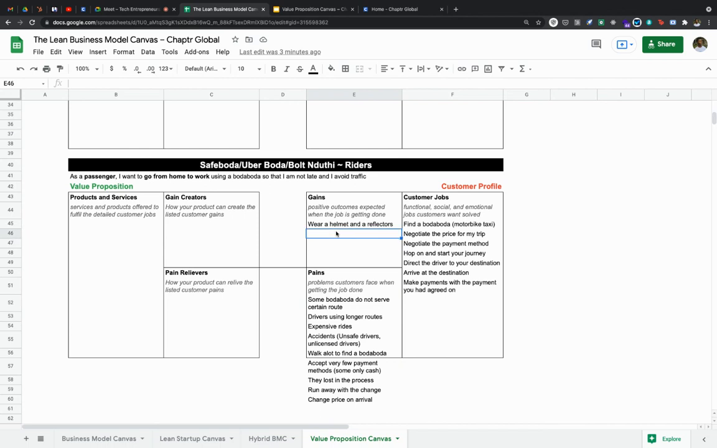I would say having a variety of payment options is a good gain. I don't expect you to have all payment options available, but if you give me options of paying cash and M-Pesa with card and all that kind of stuff, that is a good expectation. It makes me feel good about the entire experience, particularly when I'm making the payments.